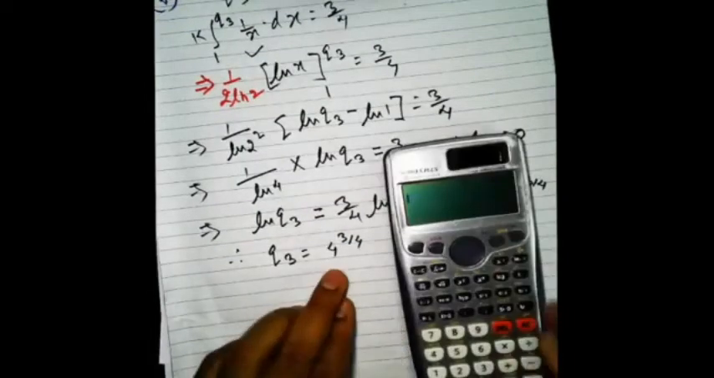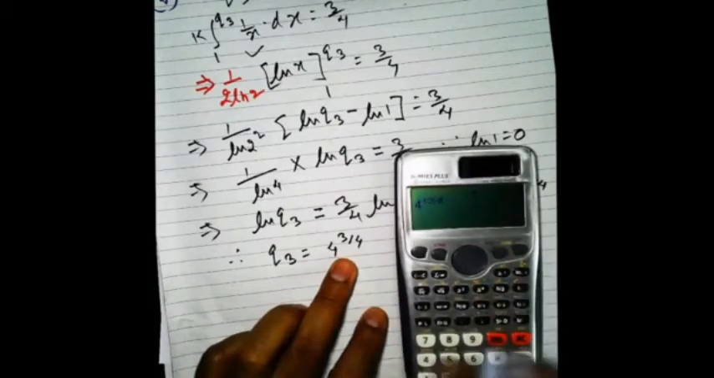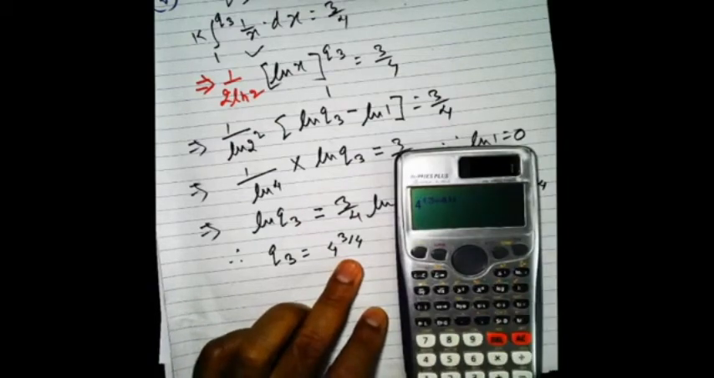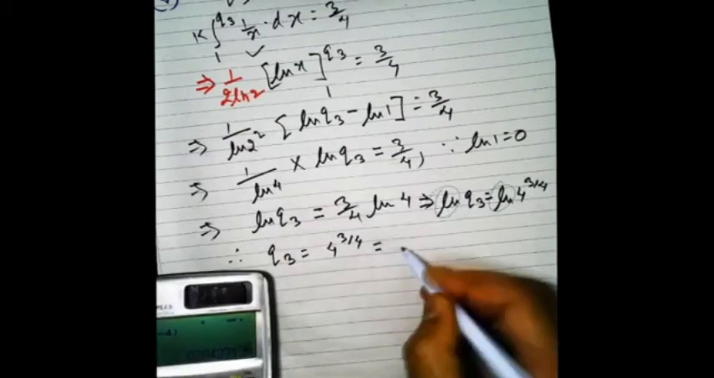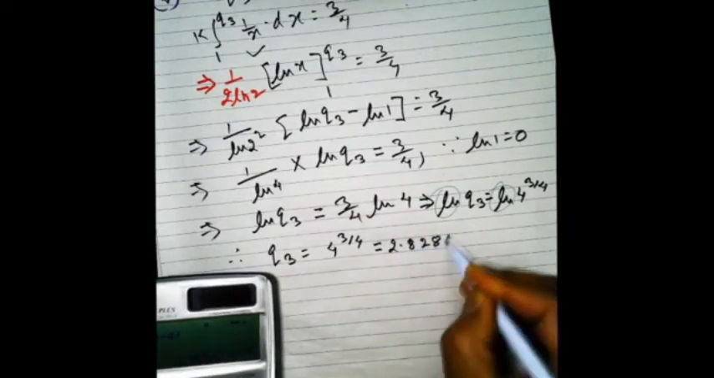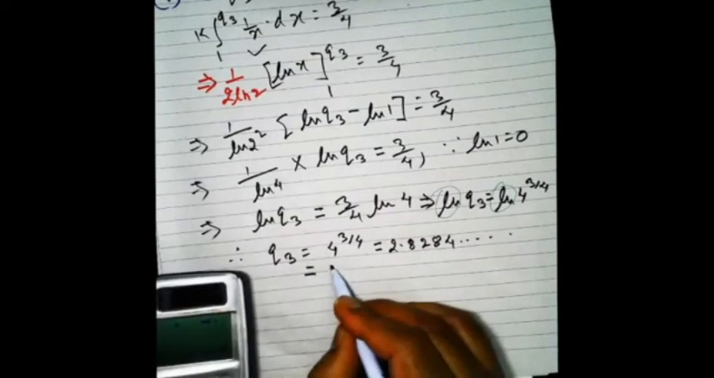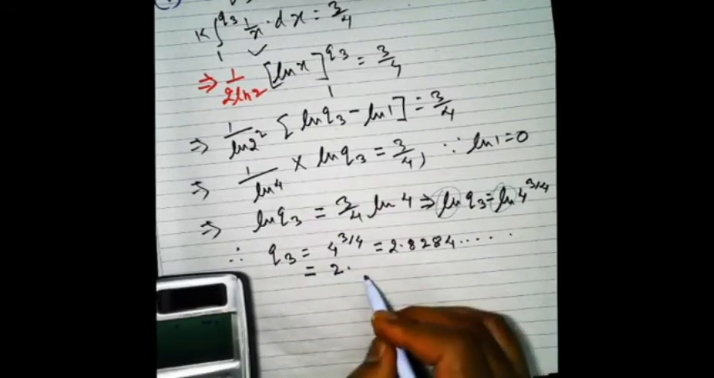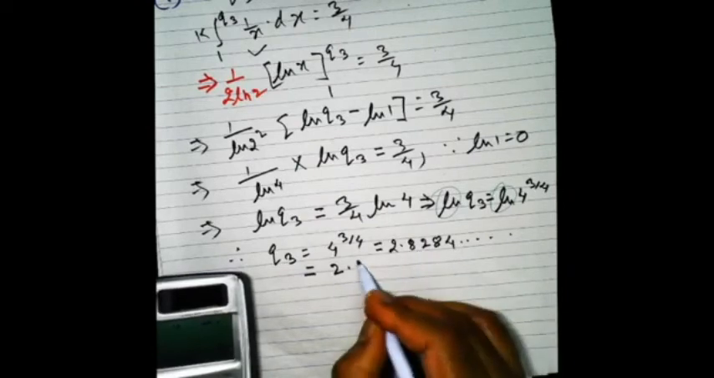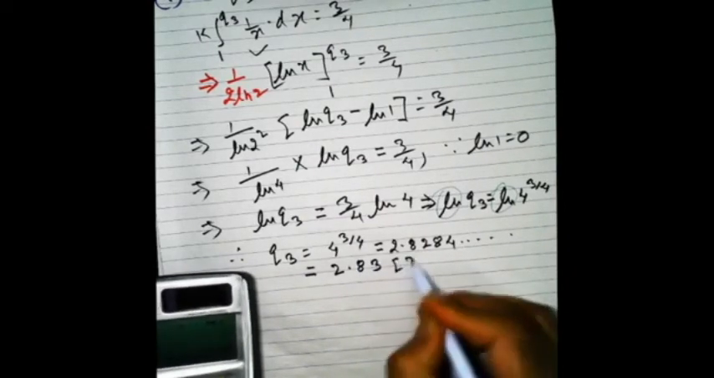and then take a calculator and find this value. So it is 4 to the power, open bracket, 3 divided by 4, close bracket, and it's going to be 2.8284, and a few more decimal places here. If you would like to express your answer to three significant figures, it is 2.83 up to 3 s.f.